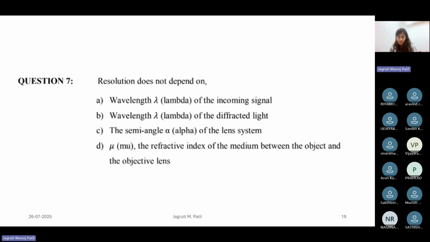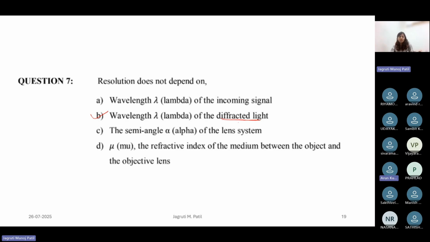Next question. Resolution does not depend on, we just discussed it. Through the formula one can say, but one can also say through the logic that we just studied, that resolution will depend. So B, exactly. It won't depend on the diffracted light, because this is after it has been transmitted through the system, and it's no longer dependent on the system. It is based on the material that you're trying to characterize. So that is your image resolution.